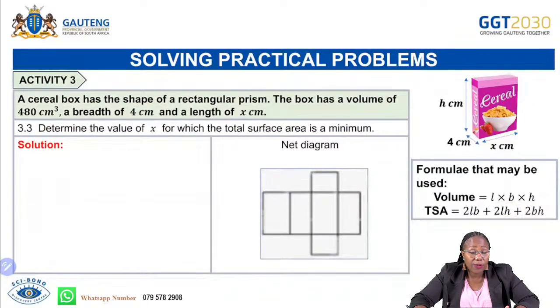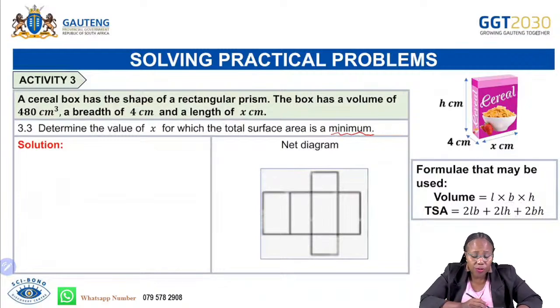Activity number 3, we are still on the same given information. We are determining the value of x for which that total surface area that we have calculated is now minimum. If they say it is minimum, that means you need to differentiate, let it equal to 0, and find the value of x. Same method, grade 12. Differentiate, let equal to 0, and solve for x.